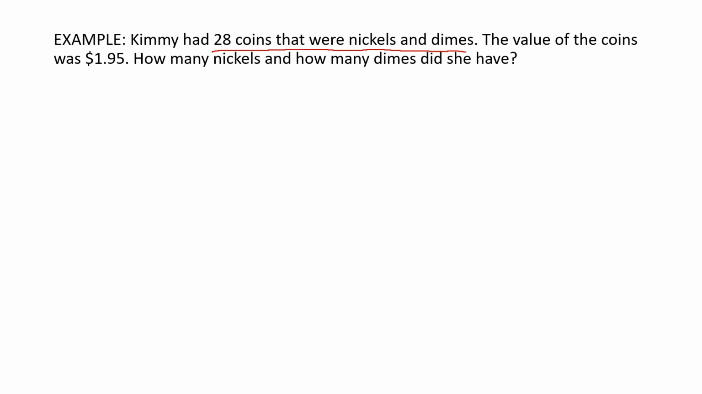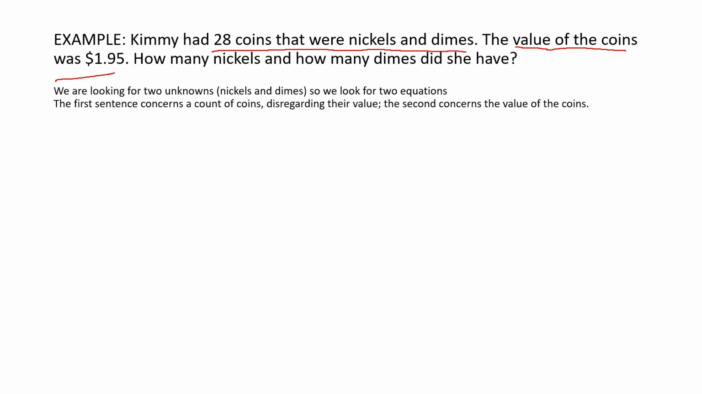I'm going to formulate an equation based on that information. 28 coins that are nickels and dimes. The second thing that I have is the value of the coins. The value of the coins is $1.95. So we're going to create two equations, and let me show you what they are to see if it makes sense. So we're looking for two unknowns, nickels and dimes. So we're going to make two equations. We have a count equation and a value equation. So here are these equations.